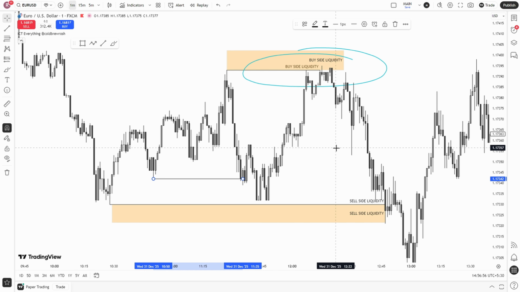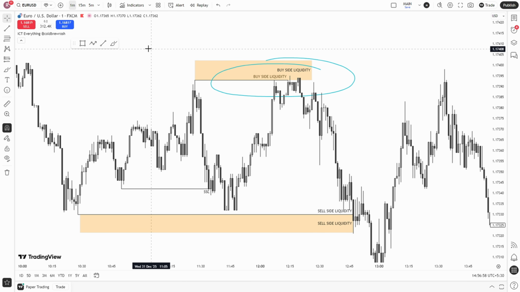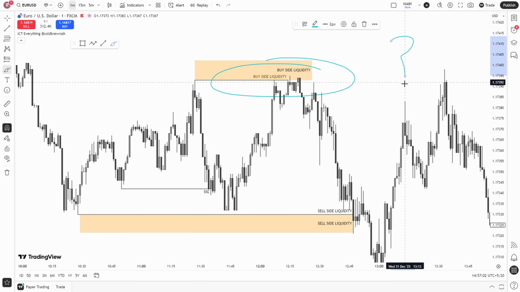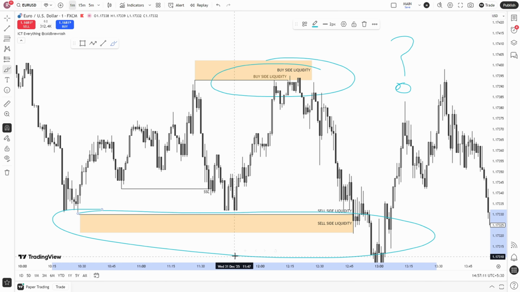Now, once this external buy-side liquidity gets swept, the next thing I always ask myself is, what should price be targeting next? Where is the next pool of liquidity resting? And obviously, in this case, the next target is going to be the external sell-side liquidity sitting right here.